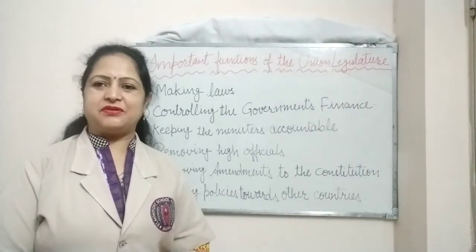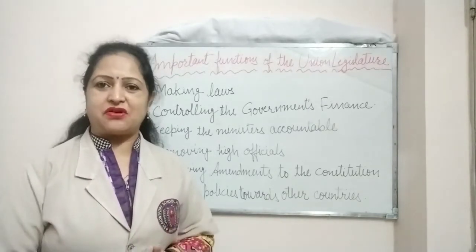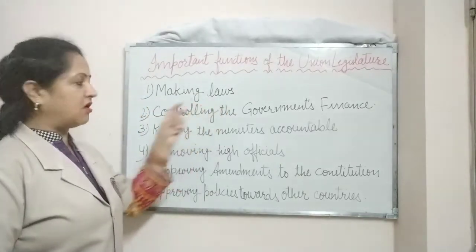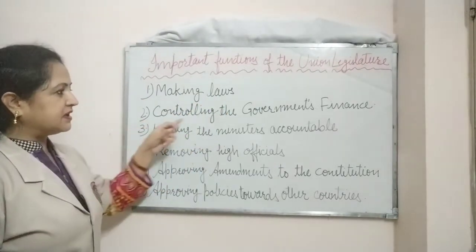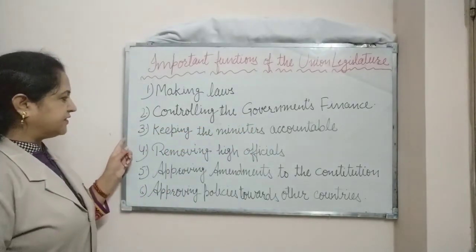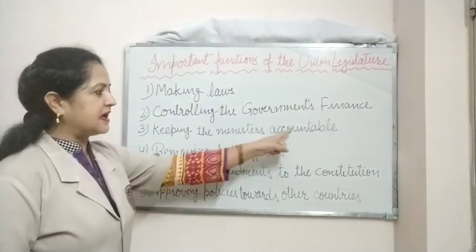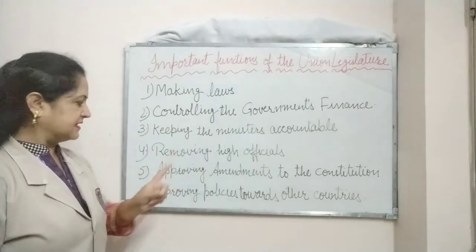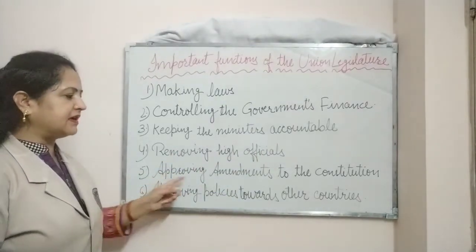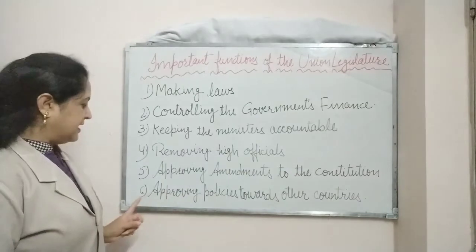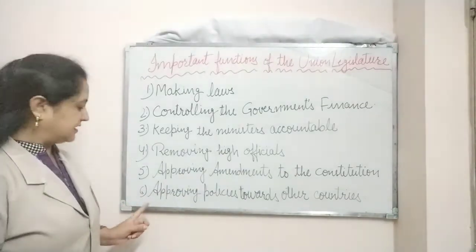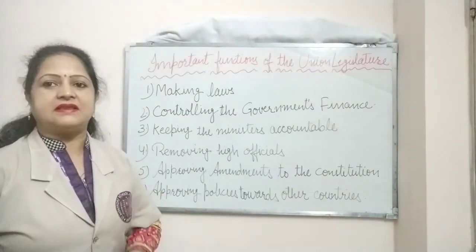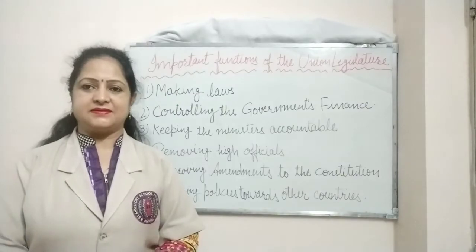Let's have a look at all the important functions of Parliament. The first function is making laws. Second function, controlling the government's finance. Third function, keeping the ministers accountable. Fourth function, removing high officials. Fifth function is approving amendments to the Constitution. And the sixth, the last function, is approving policies towards other countries. So all these are the functions of Parliament.